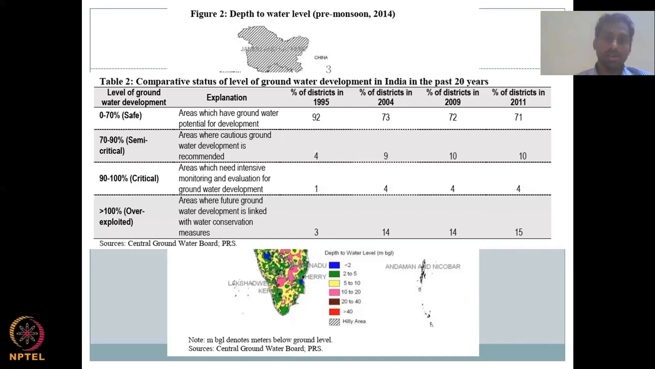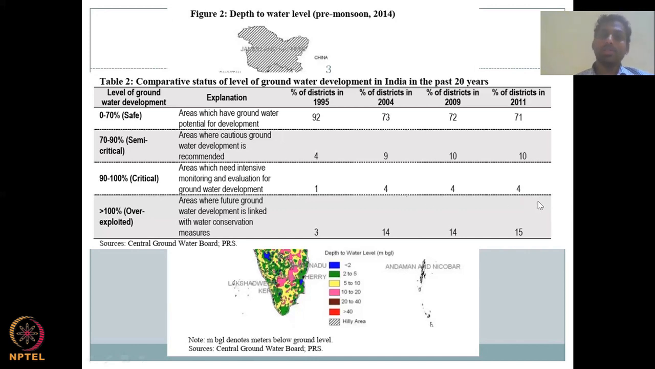Look at 1995, it was 92 districts that were safe. In 2011, 71, which means your safe districts are coming down, whereas your overexploited and critical are increasing, especially your overexploited, which was 3, it jumped to 14. So within 10 years, you have 14 districts overexploited. Same in the critical stage also.